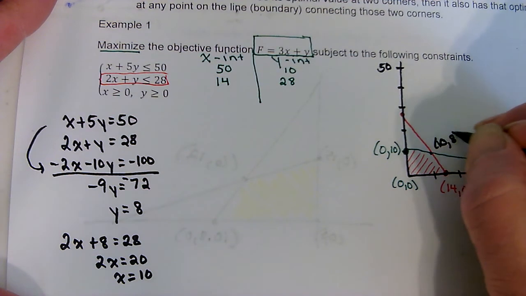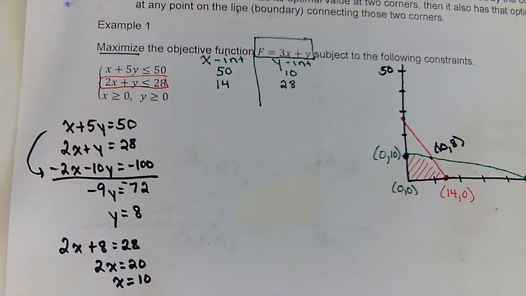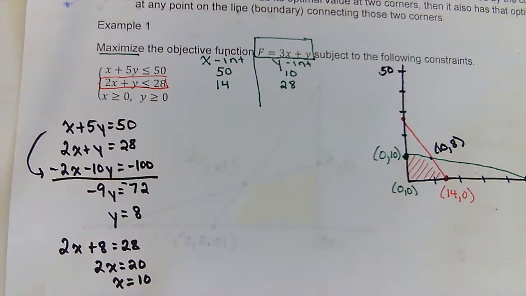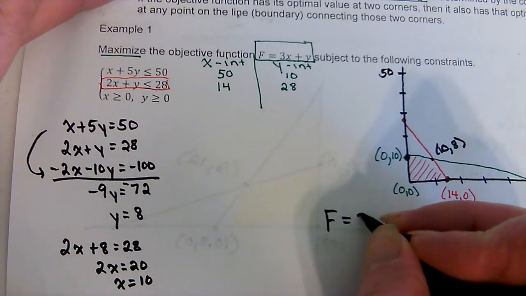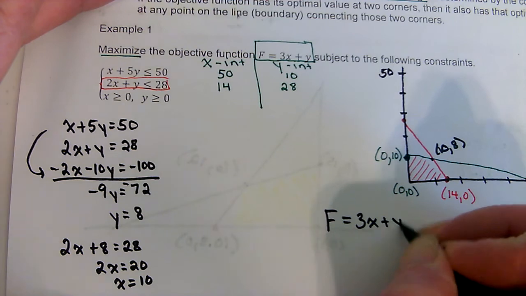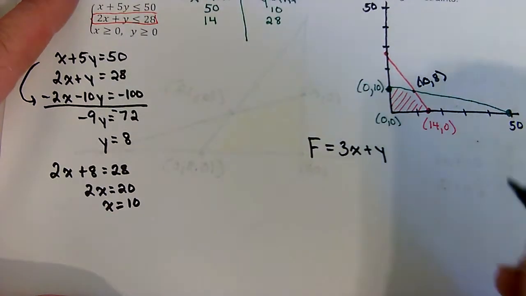Whoops, 10 comma 8. So I have 4 corners of my graph. And any of these could be the minimum or the maximum. And we just need to test all the values. So we're testing them in this function, 3x plus y.